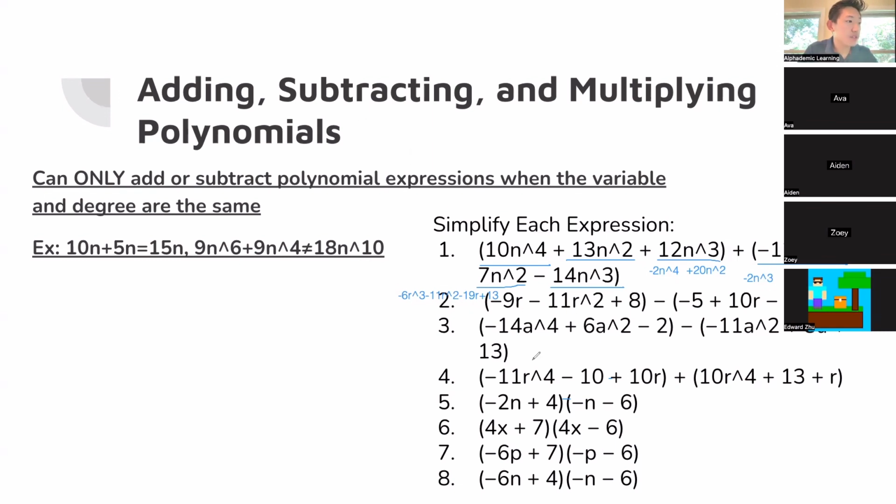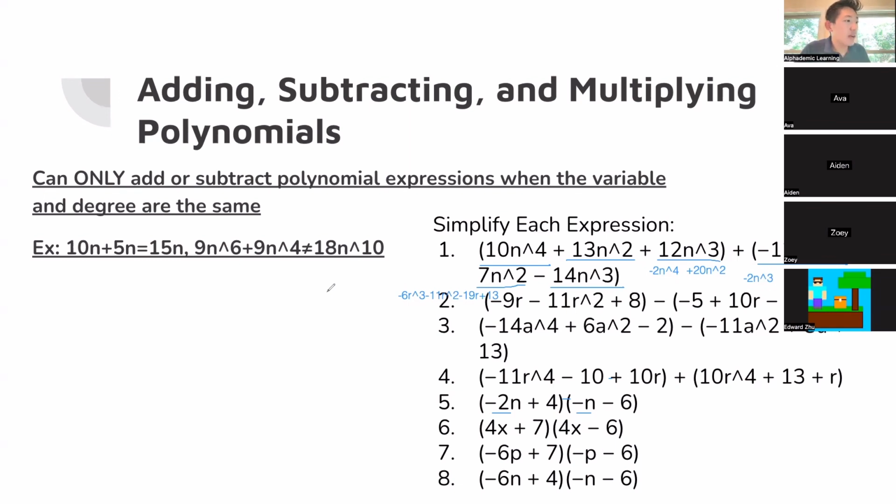For that, you would just multiply negative 2n with negative n, multiply negative 2n by negative 6, and then you would multiply 4 by negative n, and then 4 by negative 6, and then just add all of that up, and you would get the answer. Same goes for the other multiplication questions.